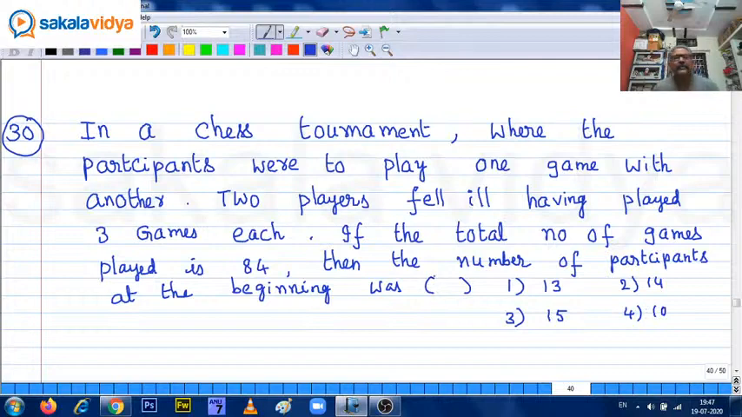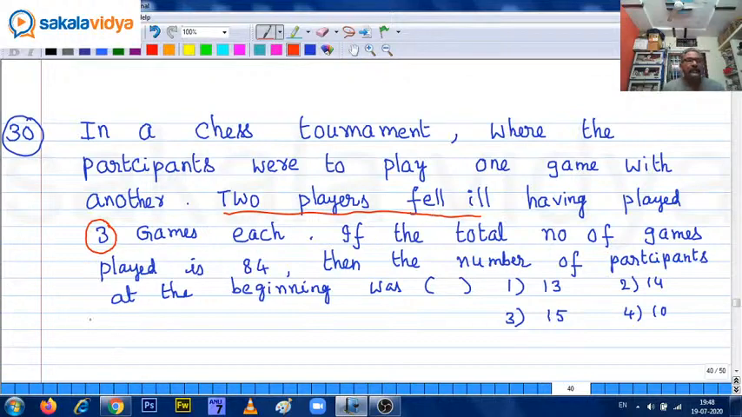So this is a very lengthy question, but moreover just like the previous game itself only, but here one condition is given: two players fell ill after playing 3 games each. That means total 6 games they played, but total number of games played is 84. Understood? Now we need to subtract the 6 games. Now after they fell ill, how many participants were there, we can find out.